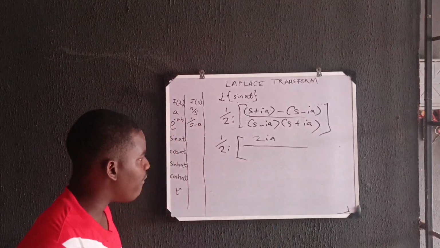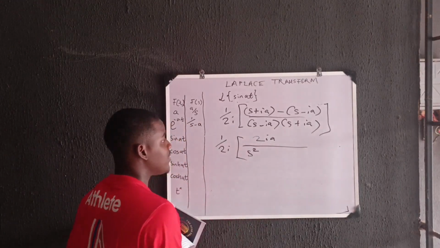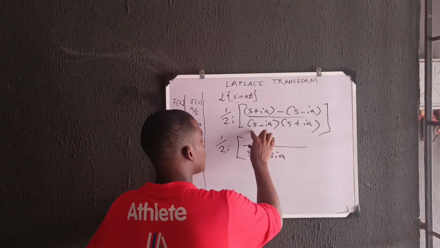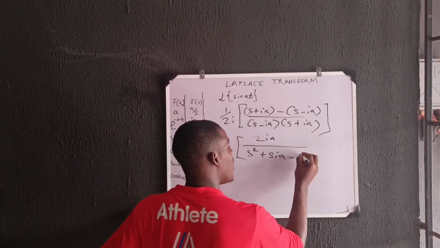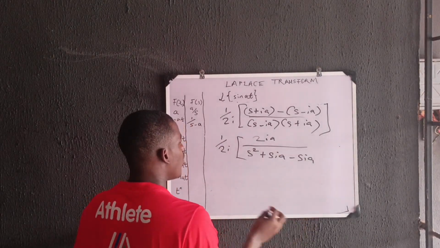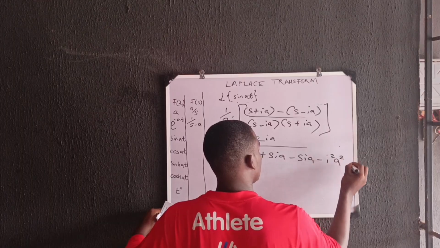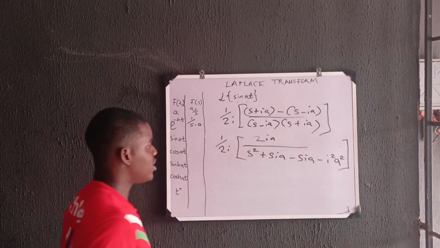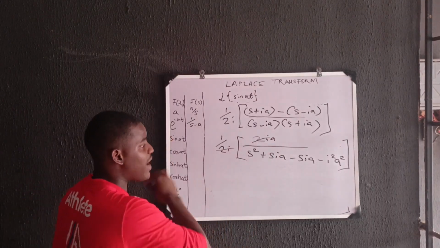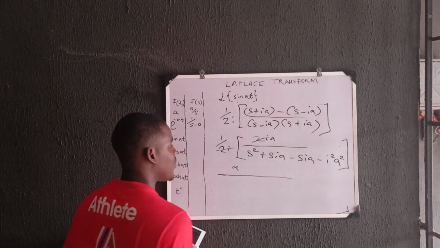Then at the bottom, what do we have? S times s, we are going to have s squared. S times ia, we are going to have plus sia. Minus ia times s, we are going to have minus sia. And then minus ia times plus ia, we are going to have minus i squared a squared, right? So this is what we are going to have. Now, this is going to cancel this. These 2i outside has finally left us. So now we have a all over s squared.